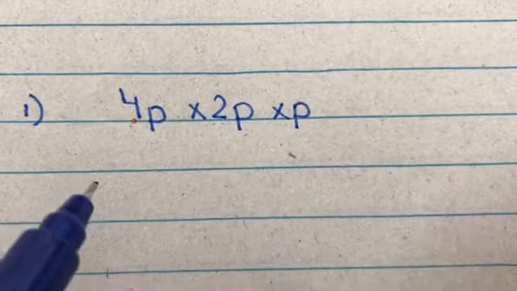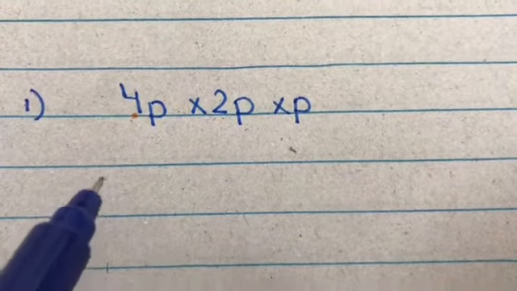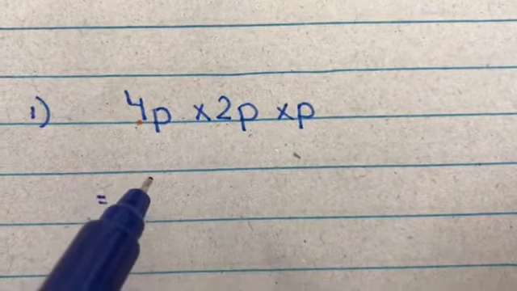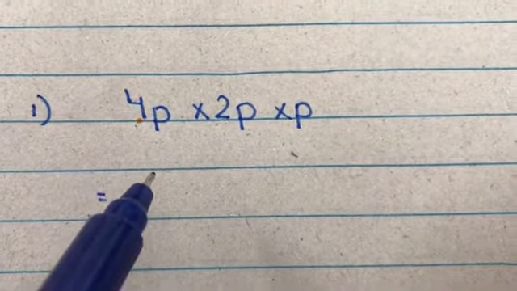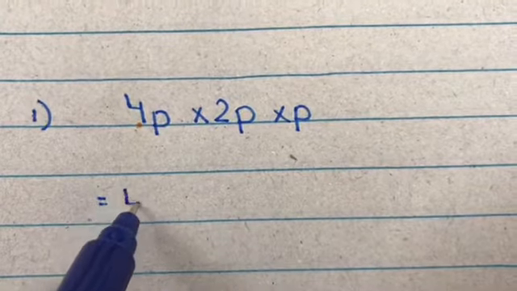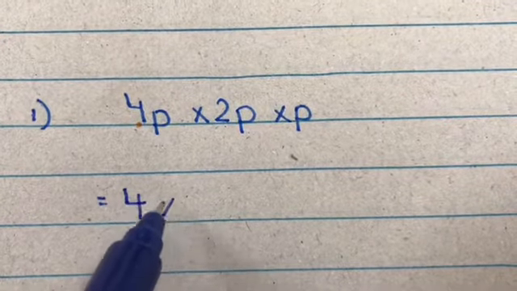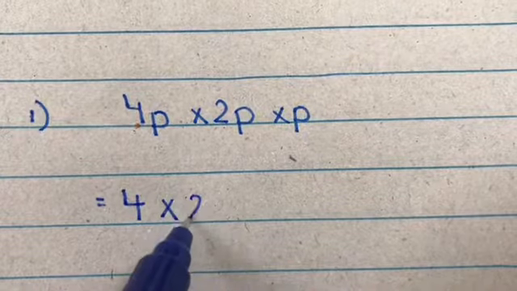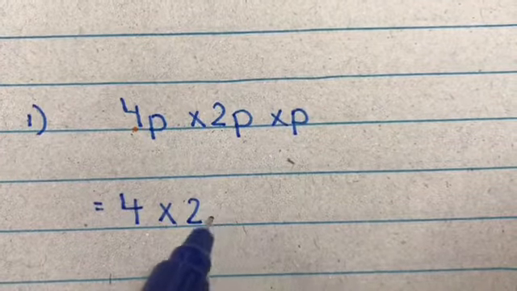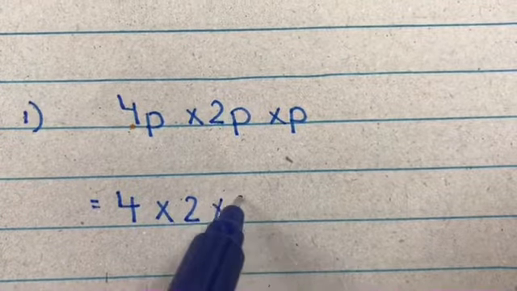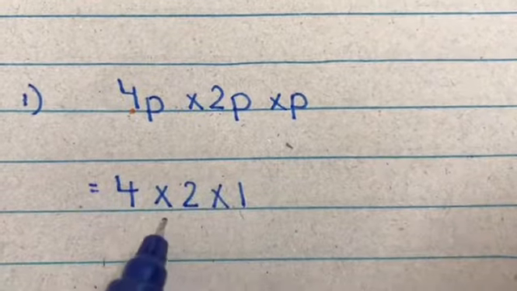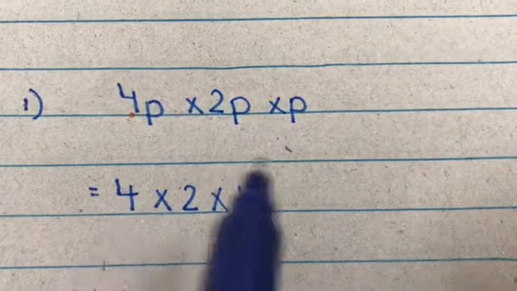Now you've got a multiplication expression. What I prefer you to do is separate the numbers on the left hand side. How many numbers are there? 4 times 2 times 1, right? You don't have to write 1, and if you want to, you can. All the numbers are right in front of you, so keep it aside.